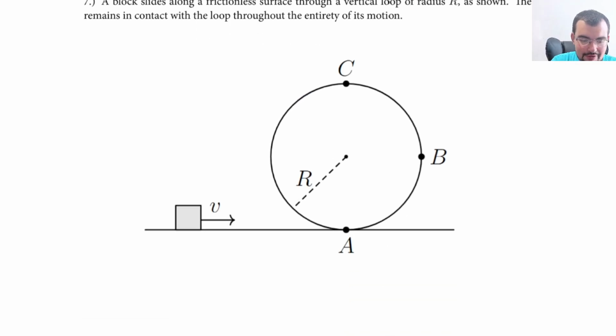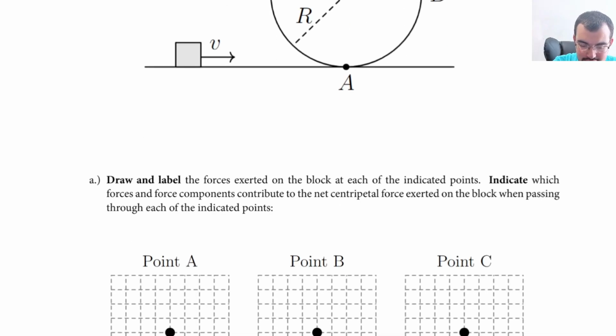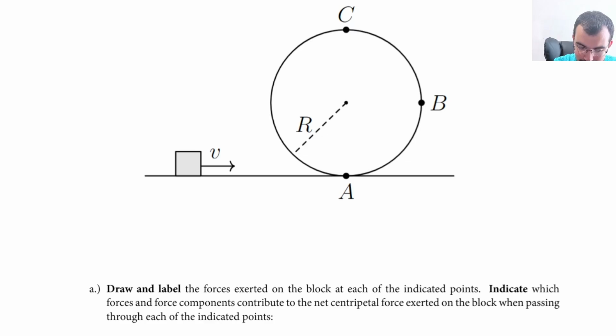Now, this is the vertical circle case to know. This is very important, it shows up all the time. A block slides along a frictionless surface through a vertical loop of radius r. The block remains in contact with the loop throughout the entirety of its motion. Draw and label the forces exerted on the block at each of the indicated points. Indicate which forces and force components contribute to the centripetal force at the given location.